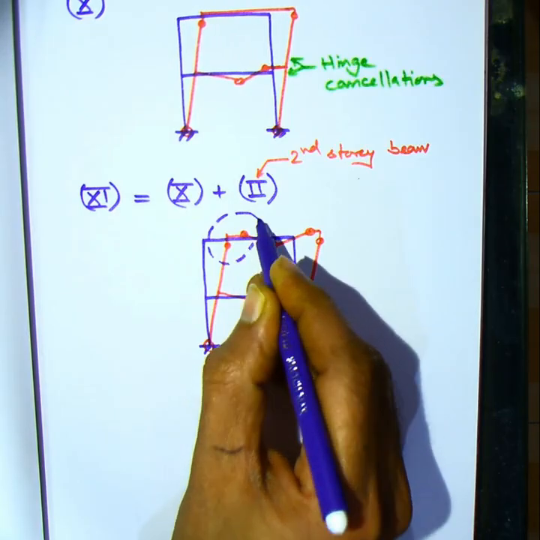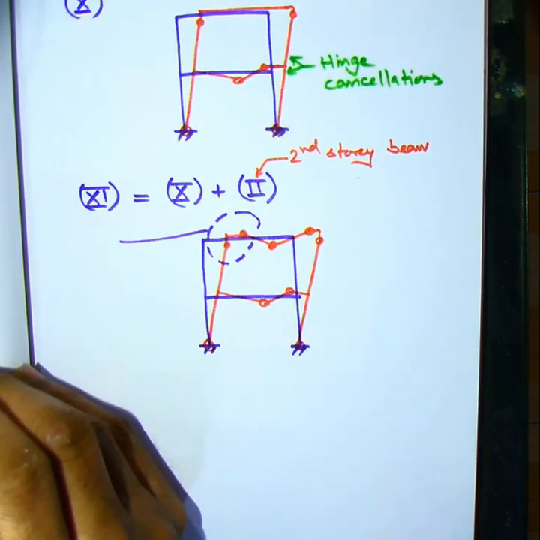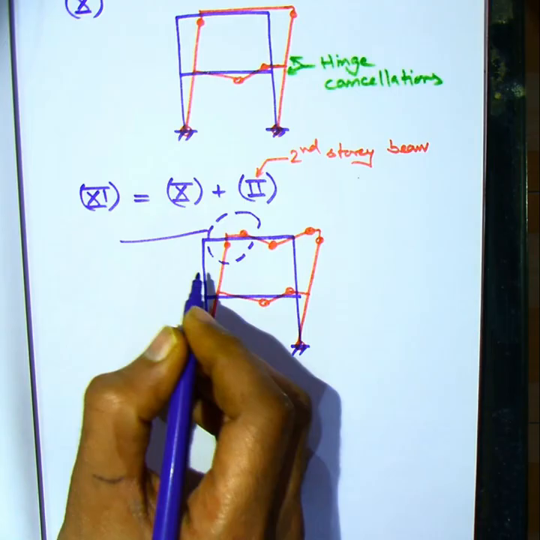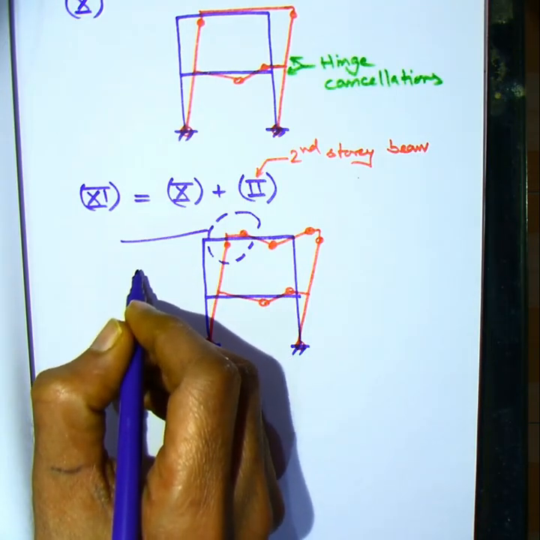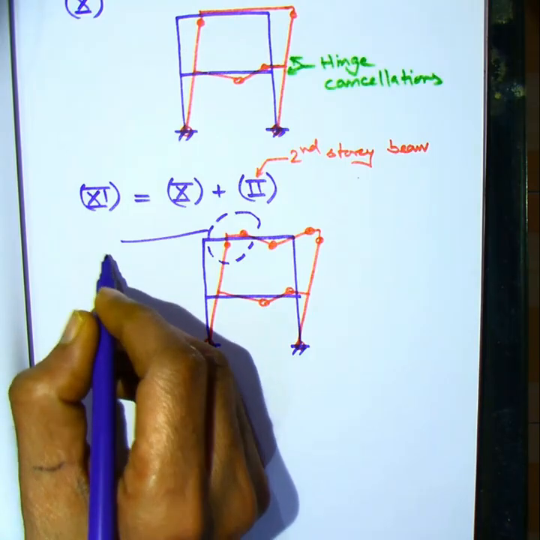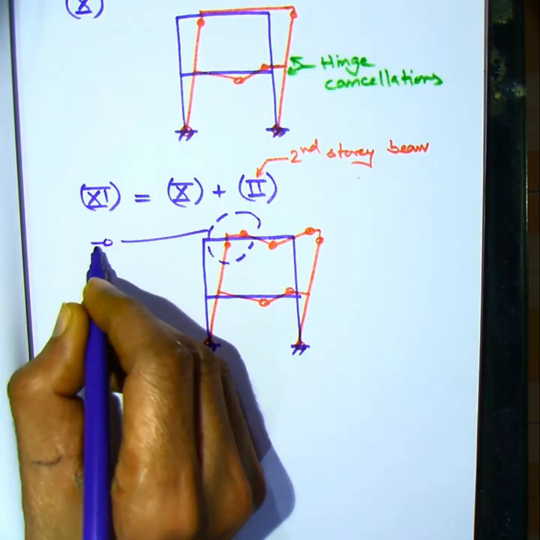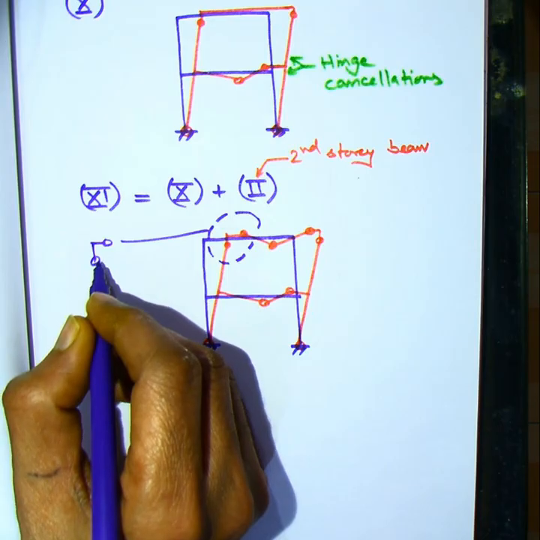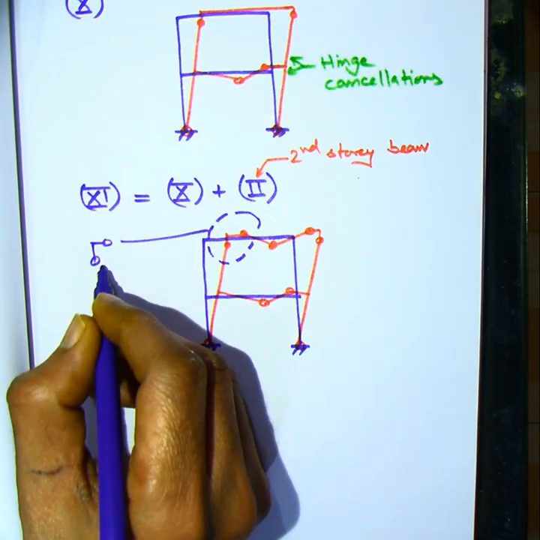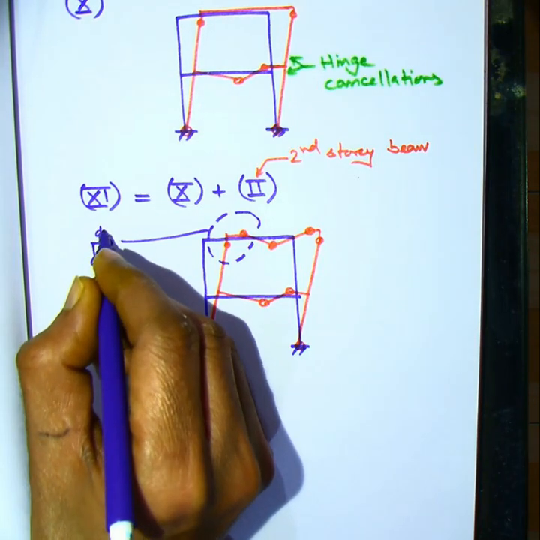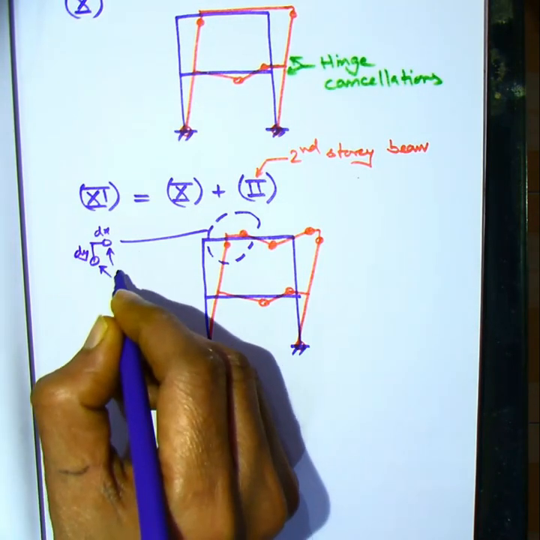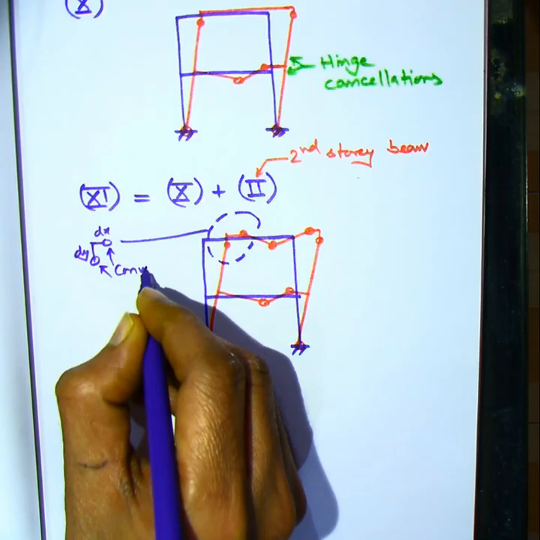Now let's zoom to the region at the second floor level, the left and the right joints. Apparently at both the locations there appear to be two hinges, one in the beam and one in the column. Now these two members are meeting at the joint.